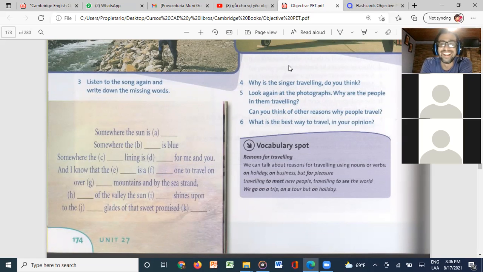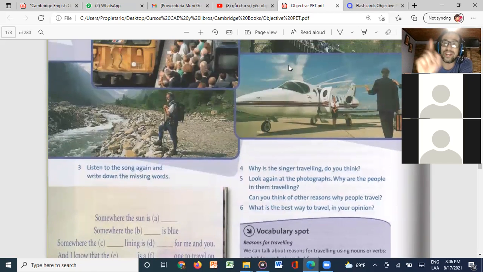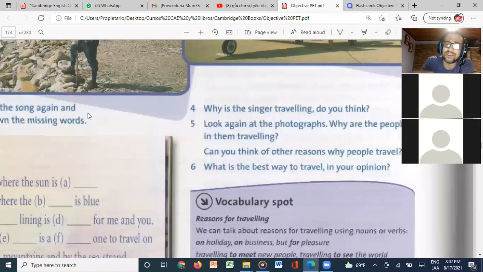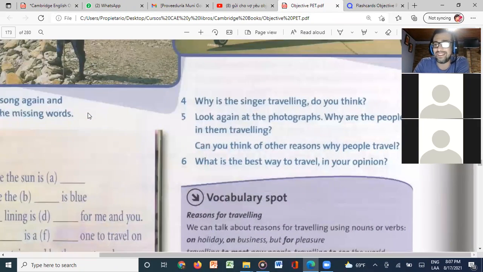Okay, let's practice this speaking part very quickly. David, why is the singer traveling, do you think? You know, the guy that sings this song. Well, we know now that it is this guy, right? So why do you think this singer is traveling? Give me some guess.